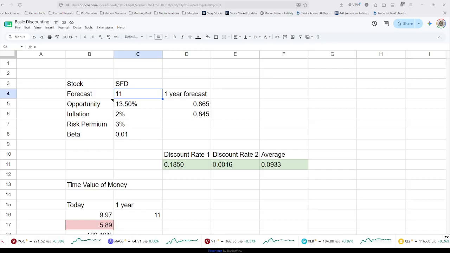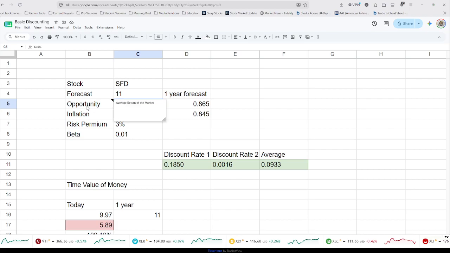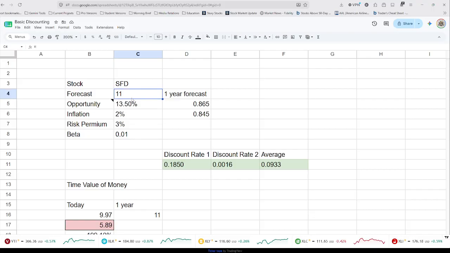So if all things are the same, then that's going to be the better company to invest in. All right. Now, okay. So the opportunity cost, we usually just pin it to the S&P 500. So you can see here, right? Average return of the stock market, average return of the market, we're going to count that as your opportunity cost.